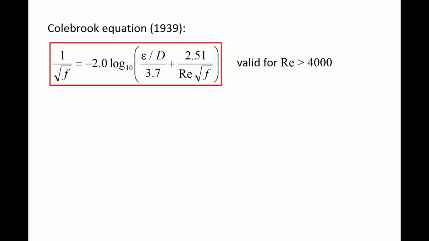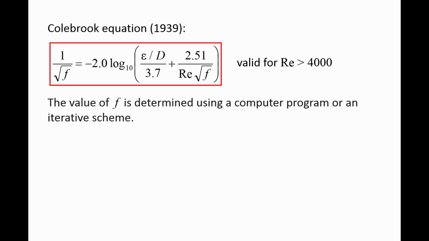Using experimental data, an empirical formula for calculating the friction factor for turbulent flows has been developed. This formula is called the Colebrook equation, and it relates three dimensionless quantities: the Darcy friction factor F, the relative roughness epsilon over d, and the Reynolds number. This equation works well for flows with a Reynolds number greater than 4,000. Notice that it is not possible to solve the Colebrook equation explicitly for F. However, computers can find F quite easily using a root-finding algorithm if the relative roughness and Reynolds number are known.